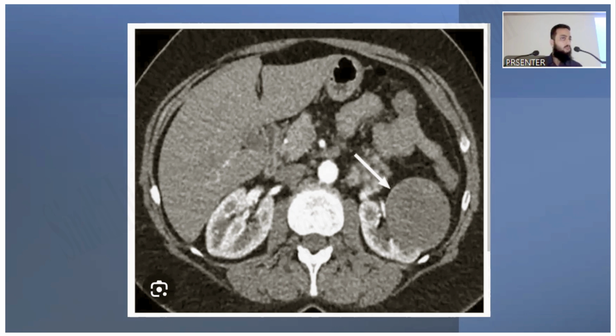And so, can anyone tell me what are the phases of a CT with contrast? What are the 3 phases that we have? Very good. We have an arterial phase, and we have a venous phase, and we have the delayed phase, or what we call the excretory phase or the urogram phase.